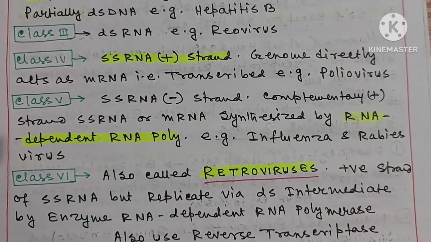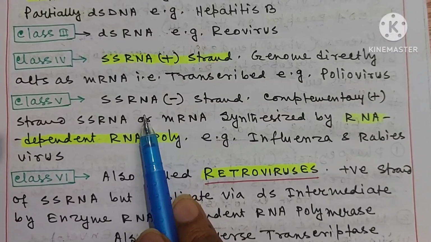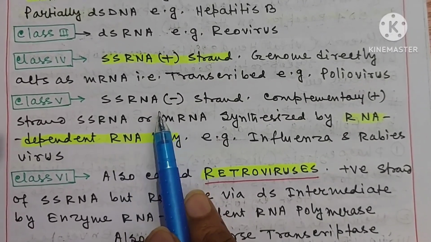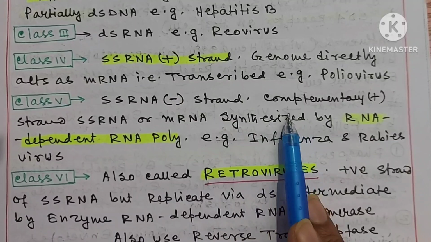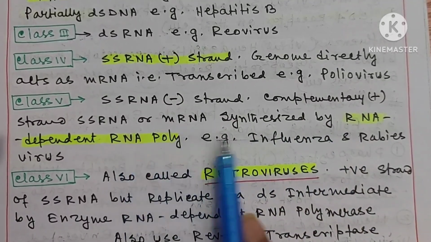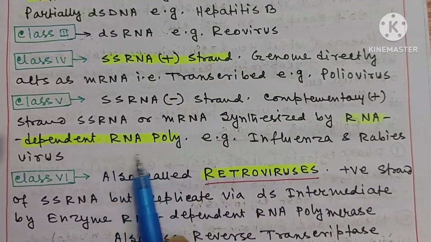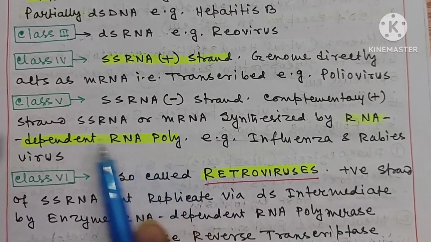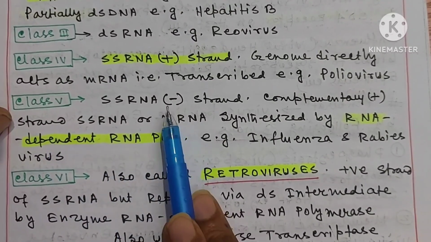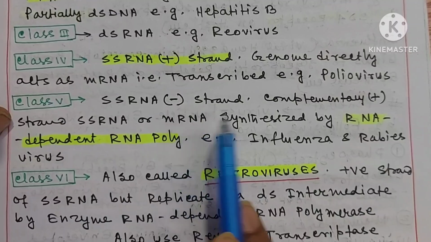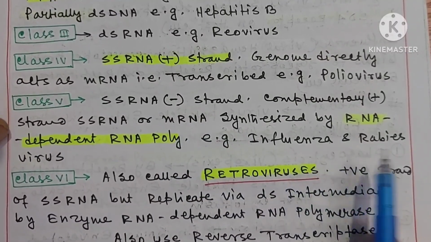Class 5 viruses possess minus ssRNA as their genetic material, which is the complementary strand of the ssRNA, and mRNA is synthesized by RNA dependent RNA polymerase. Examples of class 5 viruses which contain minus ssRNA as their genetic material are influenza and rabies viruses.